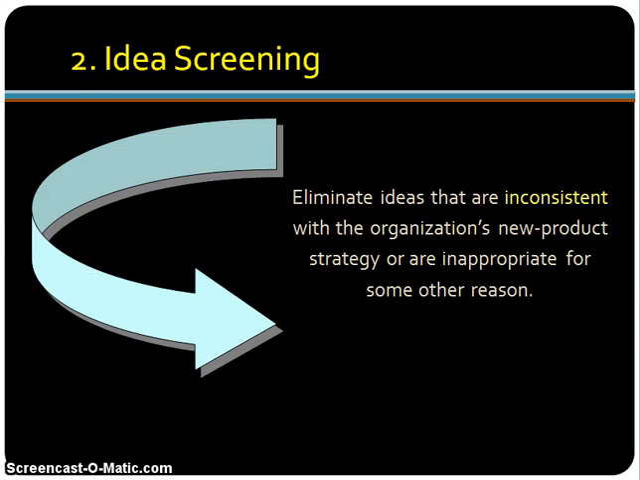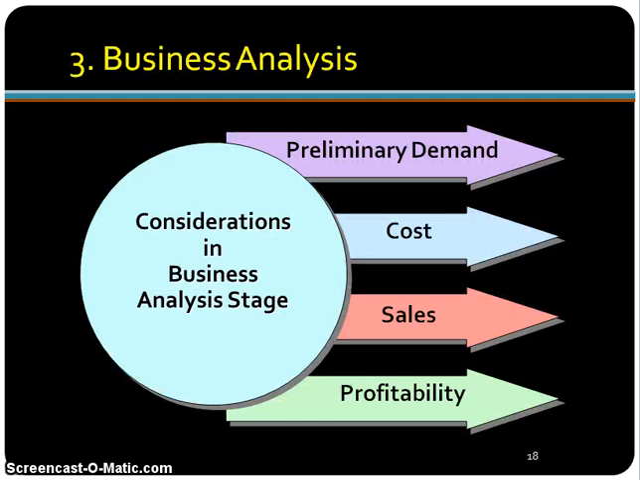The next step is idea screening. So anything that's inconsistent with the company's new product strategy would then get eliminated from the core idea subset. The third step is to do a business analysis. So once you've screened your new product ideas, that is when you would want to do some projections of the cost, of how profitable the idea will be, what the preliminary demand will look like.